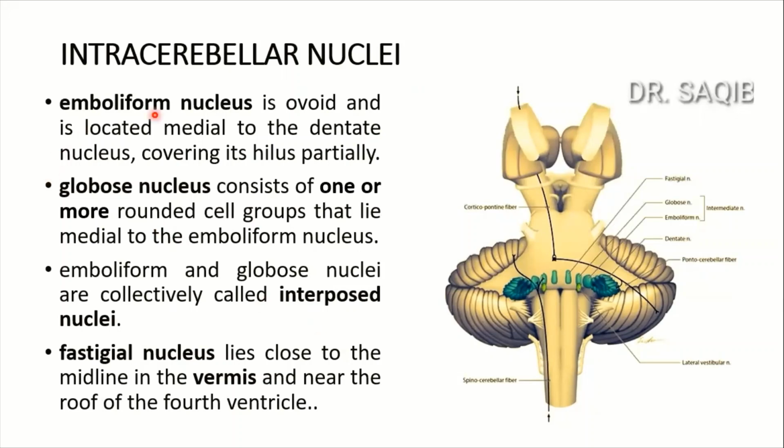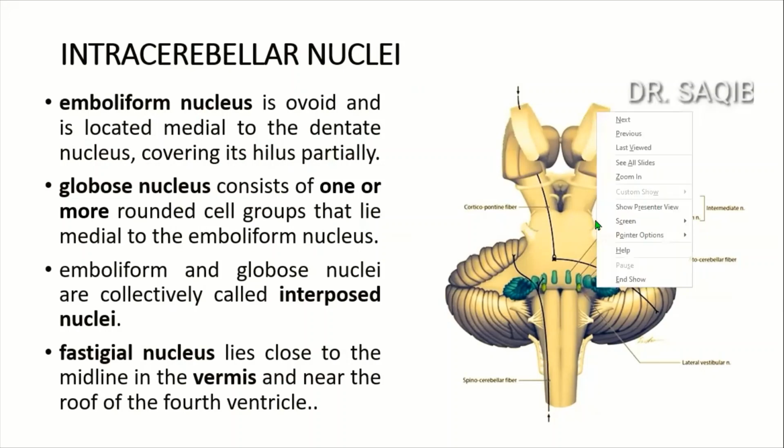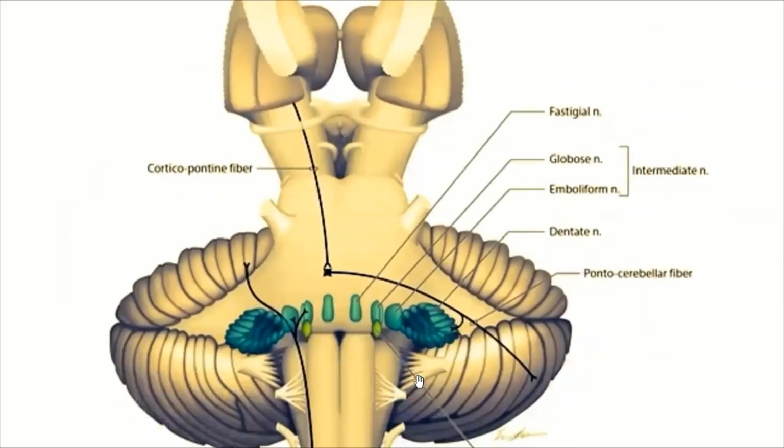So next is the emboliform nucleus. It is located medial to the dentate nucleus, covering its hilus partially. Here I can enlarge it again. This is the dentate, and this is its hilus, and here is the emboliform nucleus.